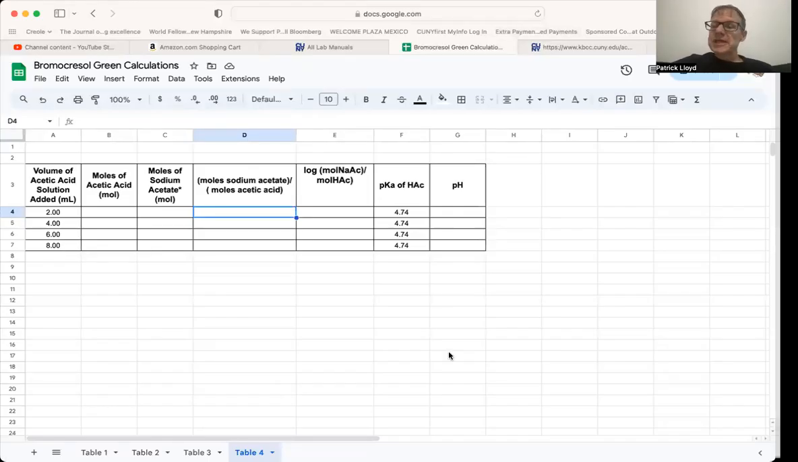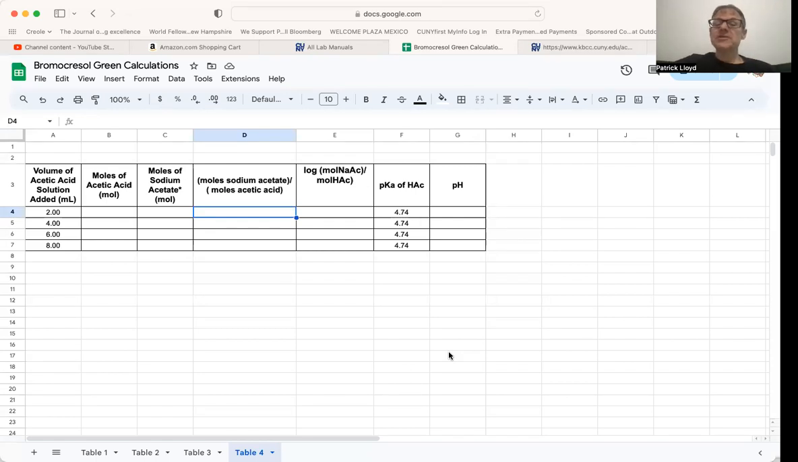Okay, so we're up to the next level of the calculations here. In this one, we're going to try to calculate the pH of each solution that we made as we were adding more and more of the acetic acid. Remember, we started with sodium acetate, the blue solution. It's basic. We're going to add to that the conjugate acid of sodium acetate, which is acetic acid. Acetic acid is a weak acid, so that should change the pH.